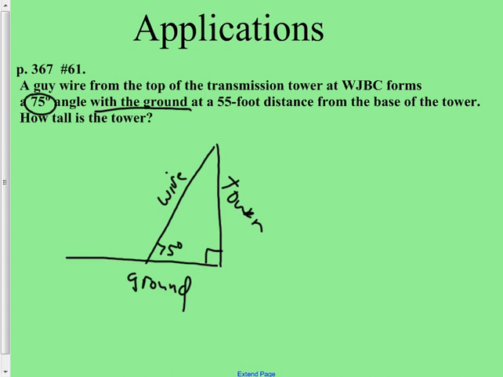Now one more number do I need? 55, and it goes down here. 55 along the ground. The distance from the base of the tower. It doesn't say the height of the tower. That's the point. How tall is the tower? So I call this x. And now you can use trig. Go ahead, see if you can do it.